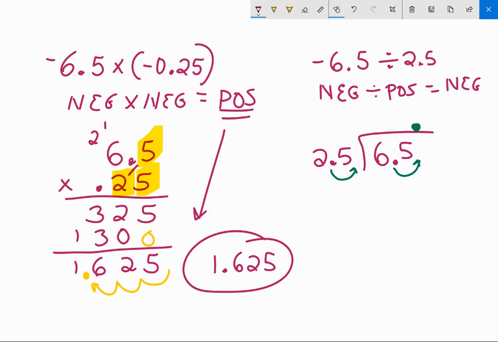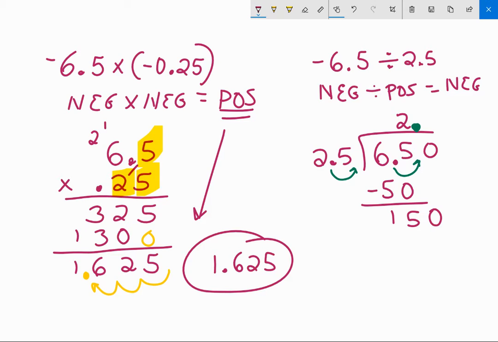25 into 65. Let's see. 2 quarters make 50 cents, and 3 quarters make 75 cents. So 3's too big. It's going to be 2. 2 times 25 is 50. Subtract. 5 minus 0 is 5. 6 minus 5 is 1. We get 15. Now when we're talking decimals, we need to bring zeros down.